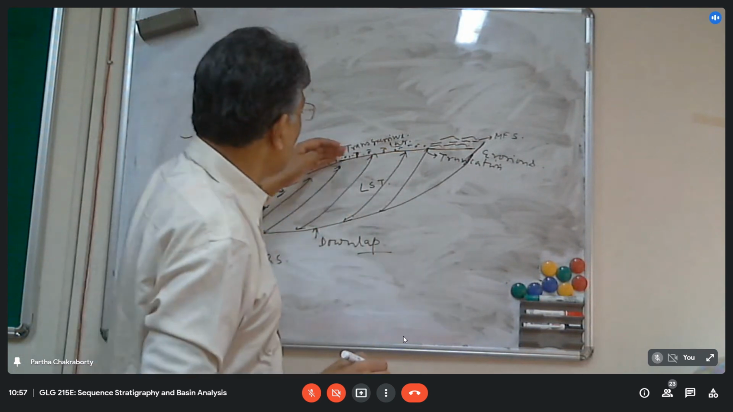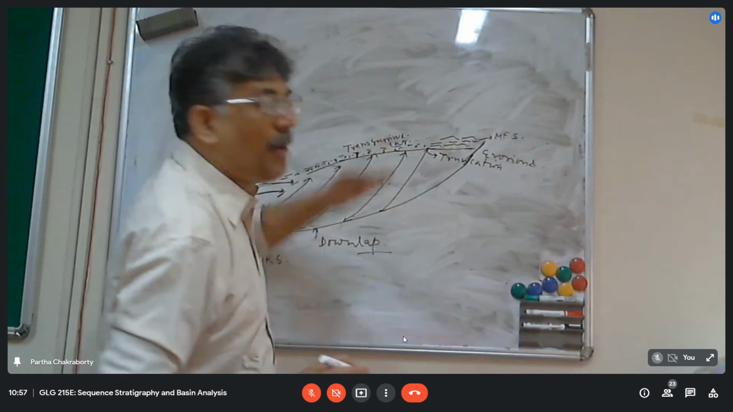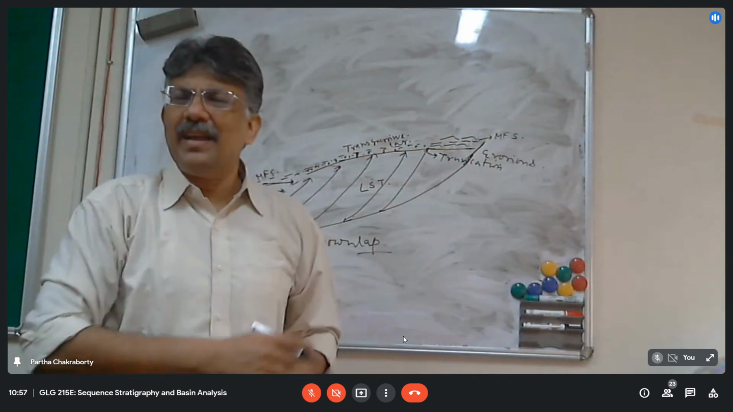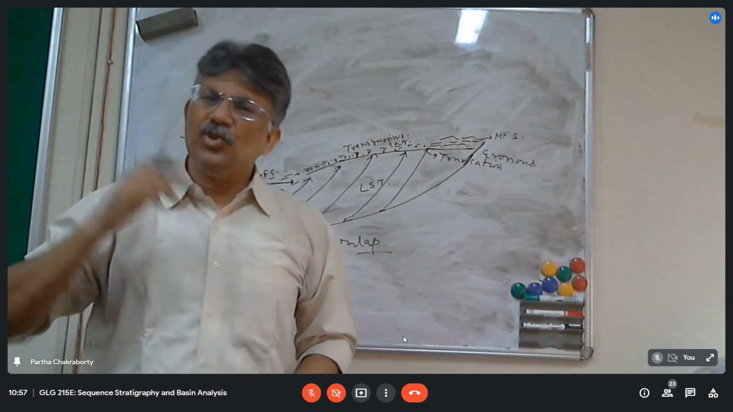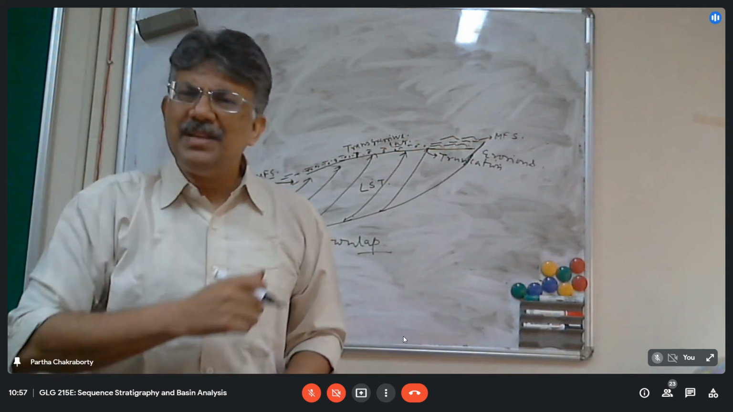Because it is erosion, the entire lowstand is marked at the top by truncation. So it is truncating. So why is it truncating? Though there is a transgression, though there is an increase in accommodation, there should not be any truncation.